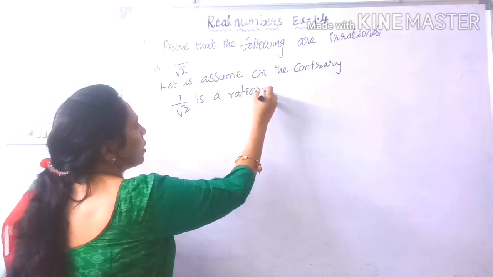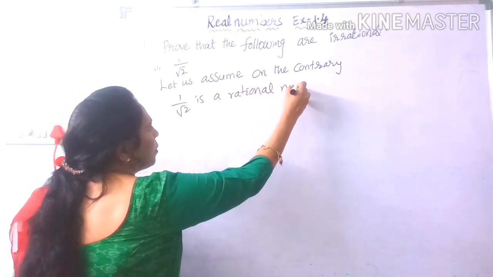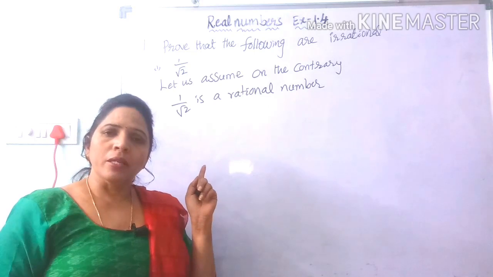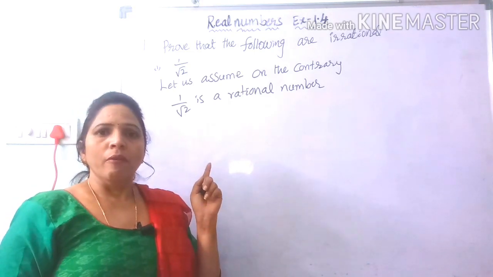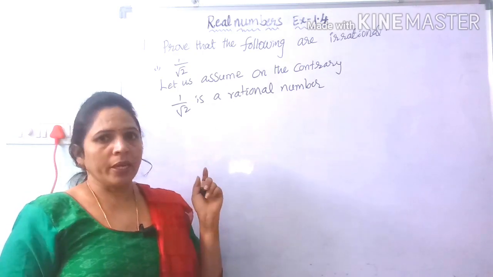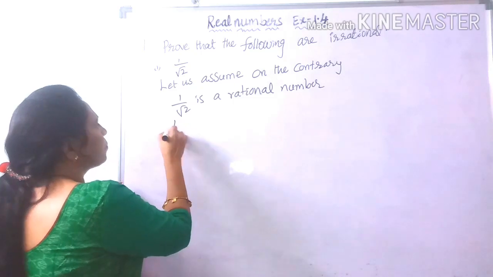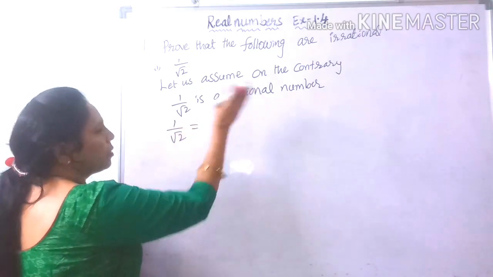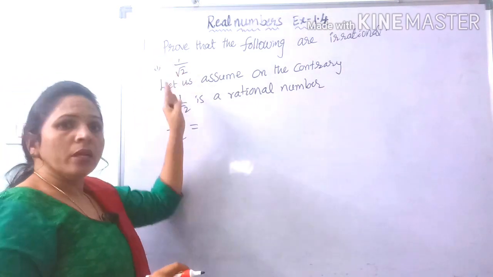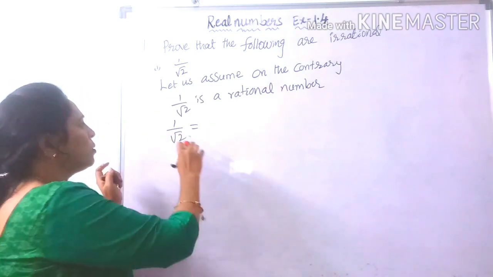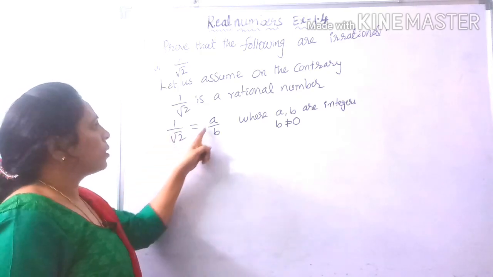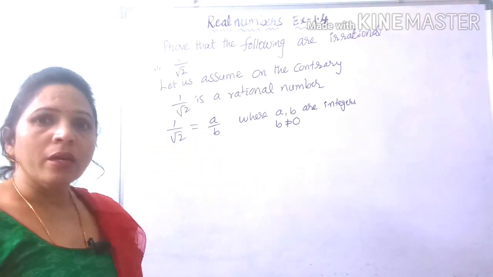We have known what are rational numbers. Rational numbers means in the form of p by q, where p comma q are integers. P by q are any variable you can take. So 1 by root 2 is a rational number. When you prove that it is irrational, you have to assume that it is rational. So a rational number in the form of p by q or a by b. Here 1 by root 2 is equals to a by b, where a comma b are integers.